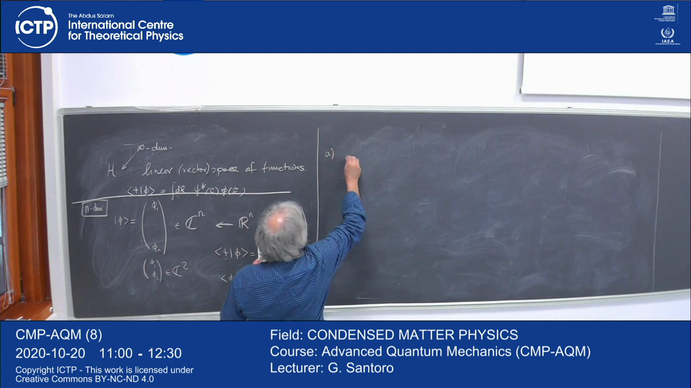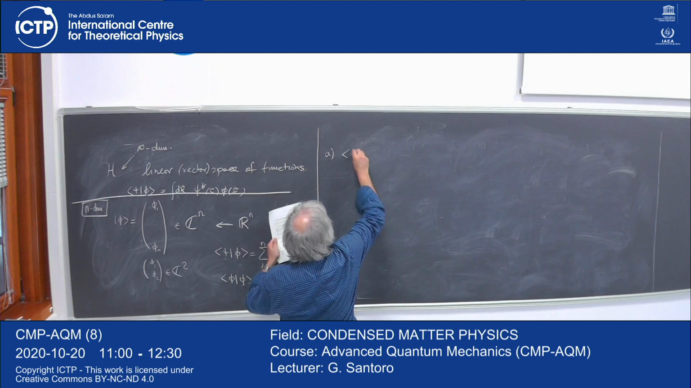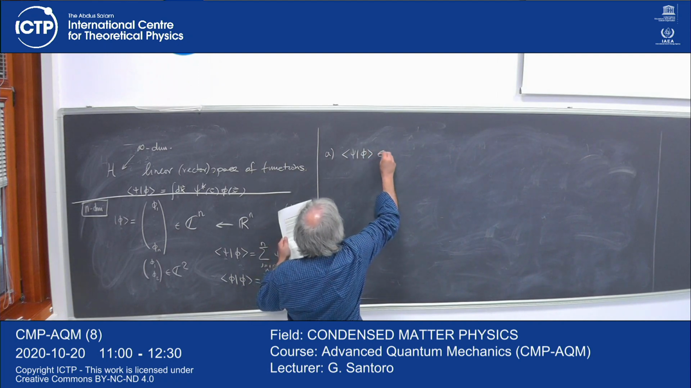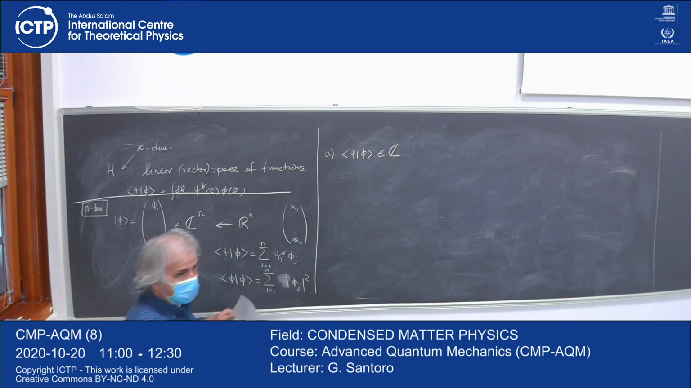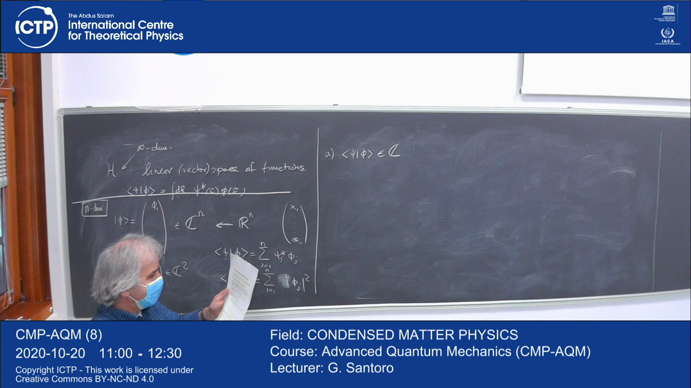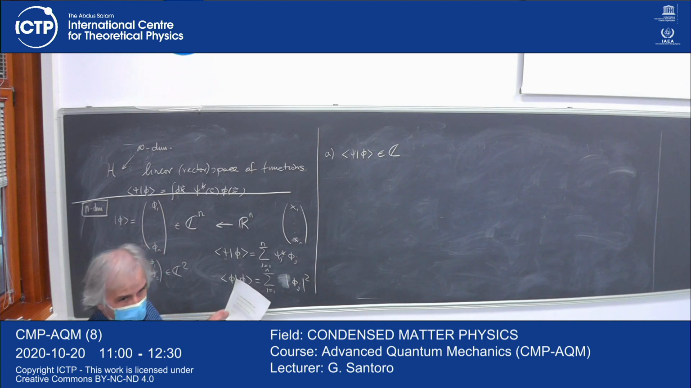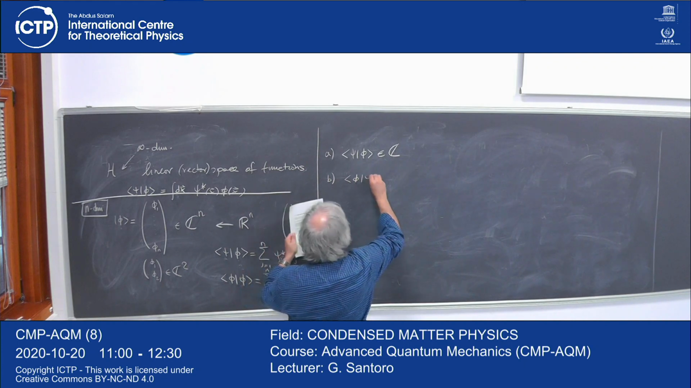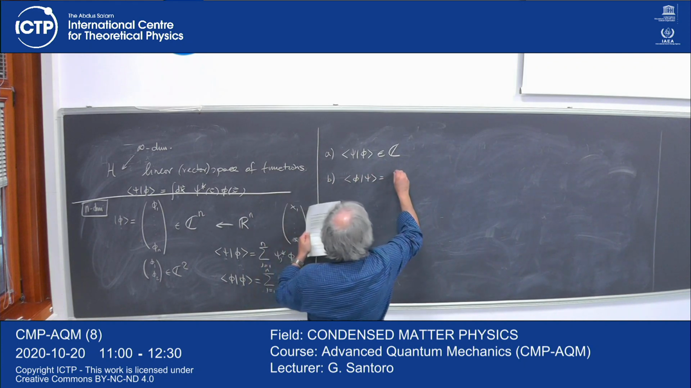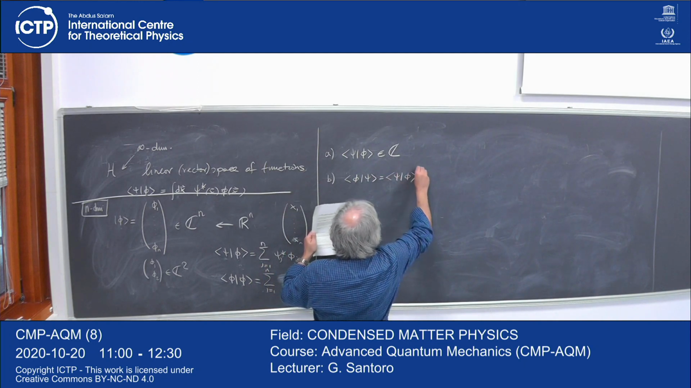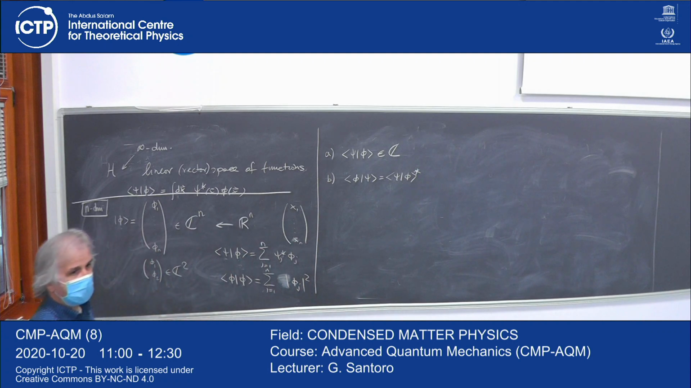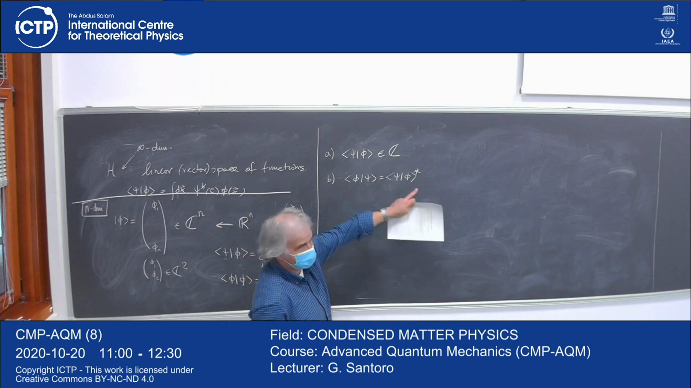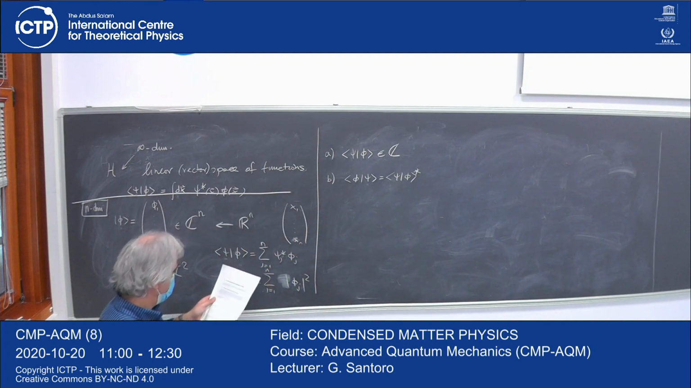Property A is that the scalar product of psi and phi belongs to C. Okay? So it's a complex number. The scalar product of two elements in a linear complex vector space is a complex number. Good. Property B, this complex number is such that if I exchange the two elements, I get the star. Okay? This is my definition of a scalar product. It should give you a star. Okay? In such a way that the scalar product of phi with itself is equal to its star. So it's a real quantity, for instance.